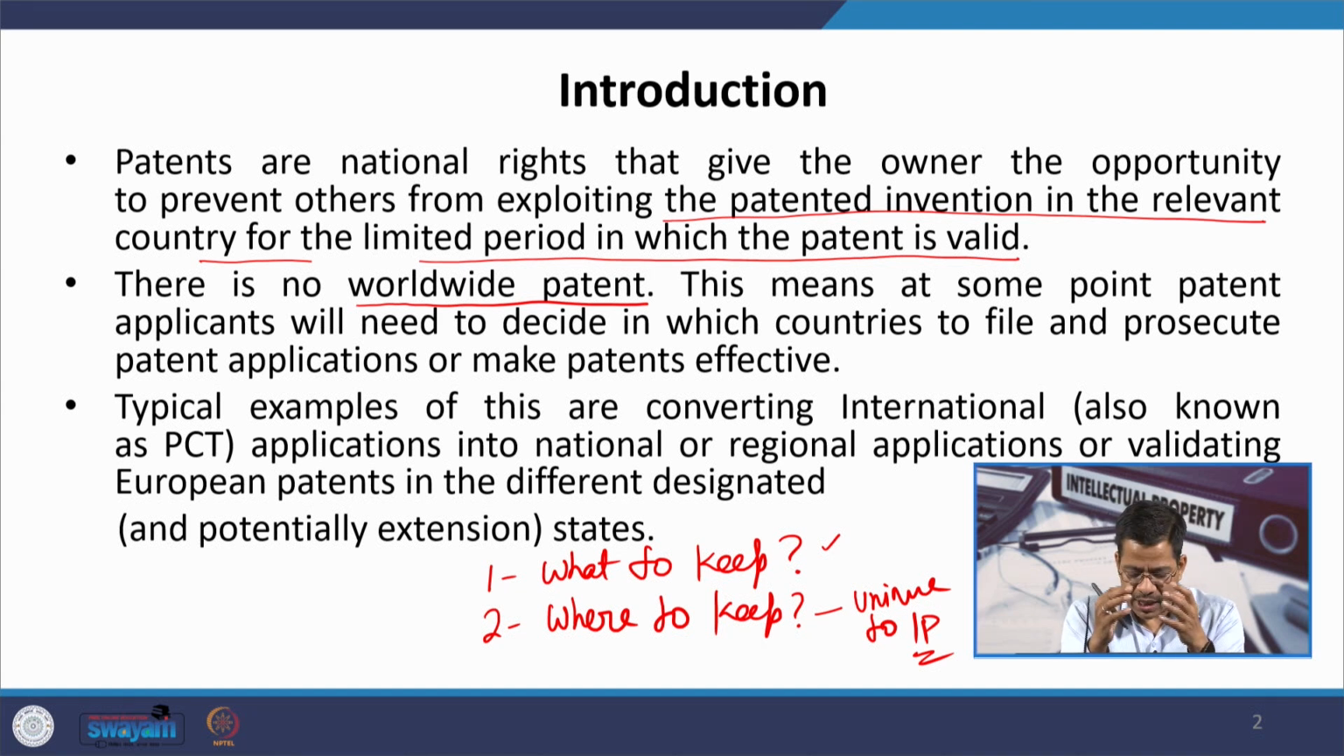PCT is, I think, the system for which WIPO commonly comes into every national or international intellectual property discussion. So this PCT system, Patent Cooperation Treaty, is one such example which can help us decide where to keep your intellectual property, or right now I am talking only of patent. So where to keep your patent can be facilitated, not answered, with the help of PCT.